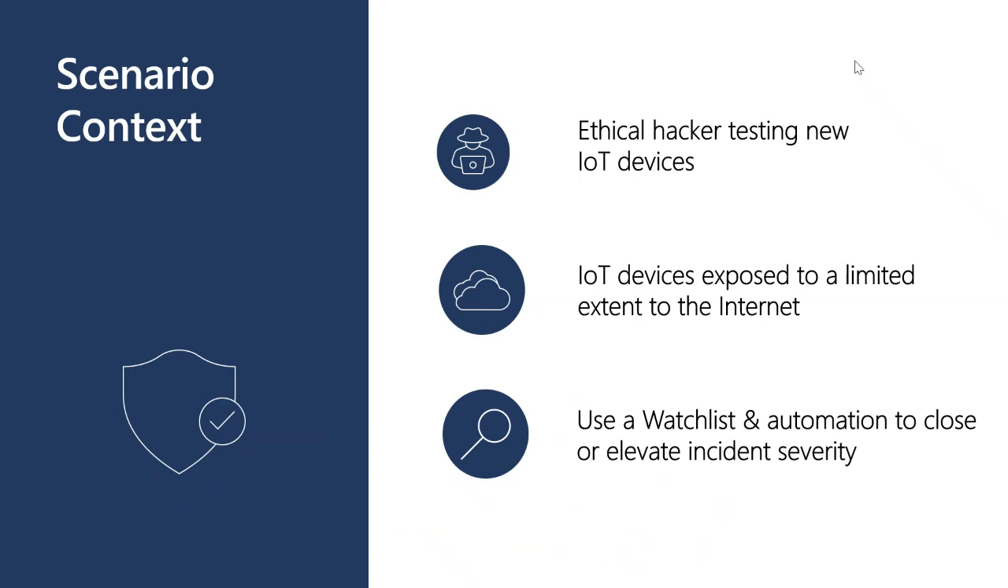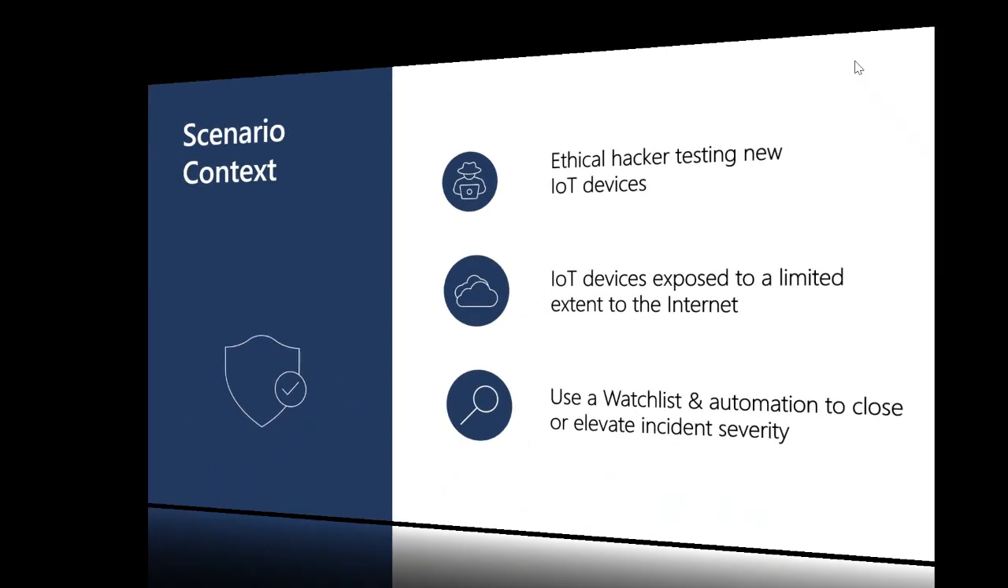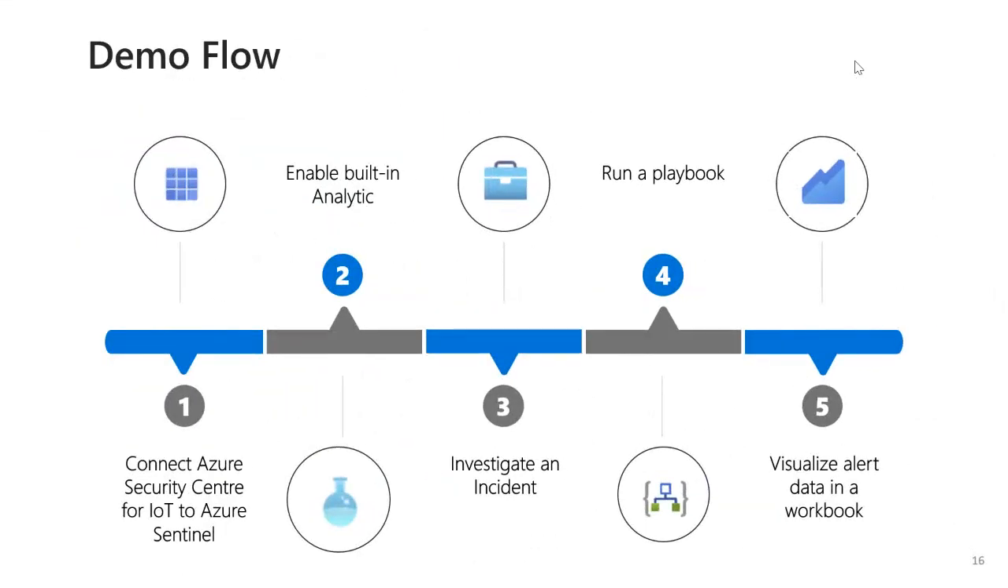But should the converse happen, meaning we have some activity coming from nefarious individuals, then we would automatically raise the severity of that incident and then send out an email to the SOC team so that they can give it the attention it deserves.